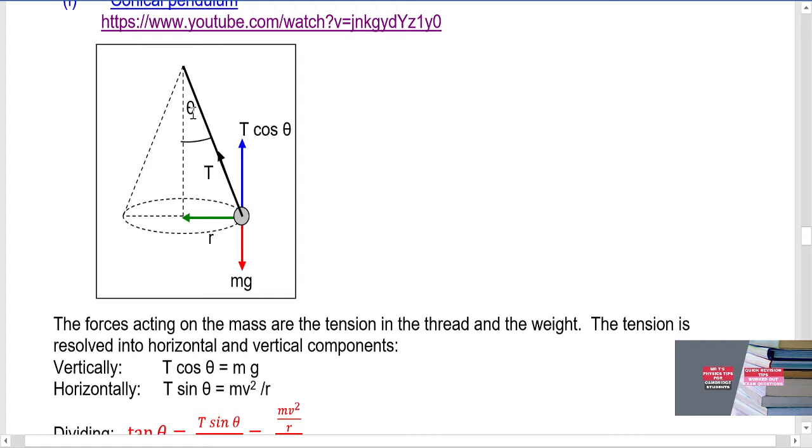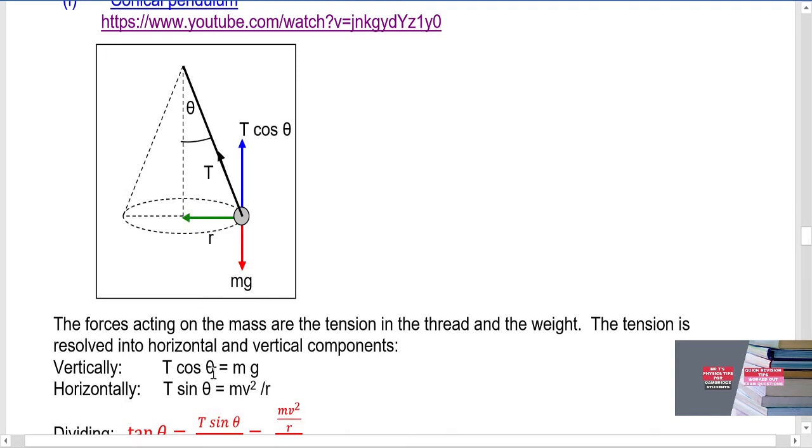If this is our theta, then T cos theta will be in the vertical, and T sin theta will be in the horizontal. So the horizontal component of the tension gives rise to the centripetal force. Remember, we said in the second video that there can be one or two or three forces that give the centripetal force. So the resultant force is the centripetal force. In this case, the resultant force is the component of the tension in the direction of the center of the circle, which will be T sine theta.